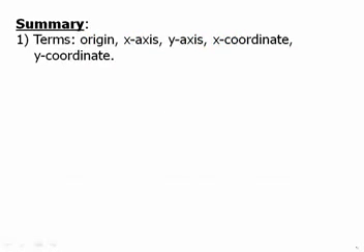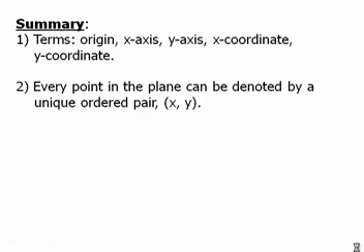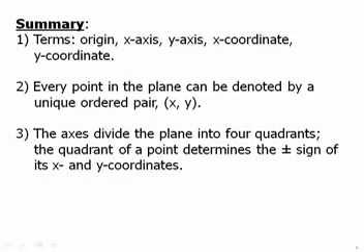In summary, you need to know the terms: origin, x-axis, y-axis, x-coordinate, and y-coordinate. Those are terms the test will use, and you need to be able to recognize them and know what they mean. It's important to appreciate that every single point in the plane, an infinite number of points, every single one can be noted by a unique ordered pair, a unique set of x and y coordinates. And finally, the axes divide the plane into 4 quadrants. The quadrant of a point determines the positive and negative signs of its x and y coordinates, and the test likes to ask about quadrants.